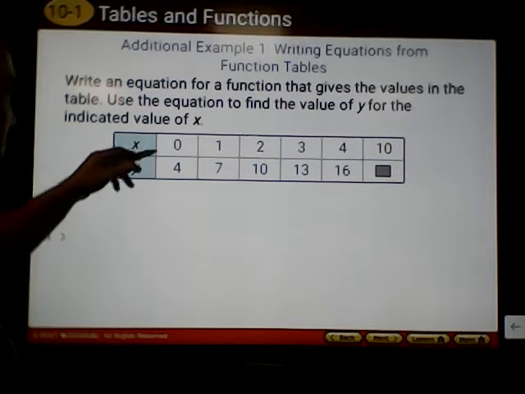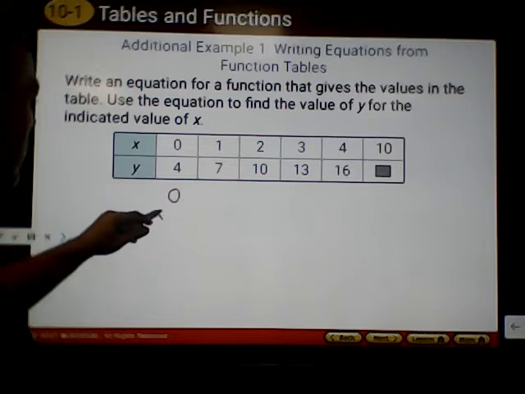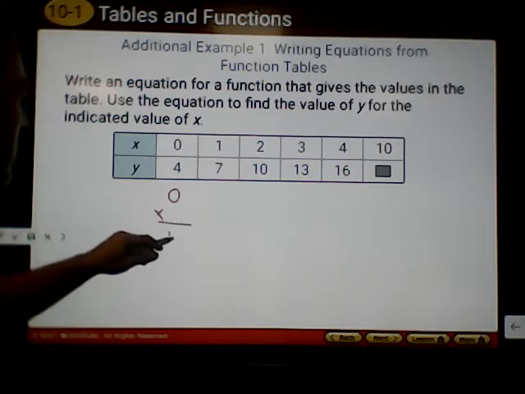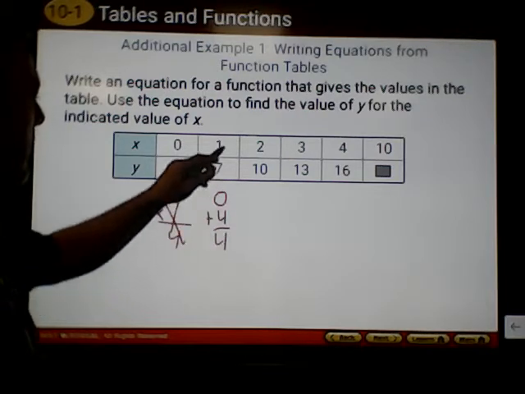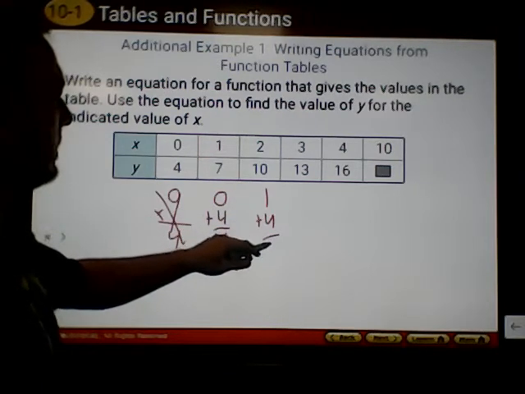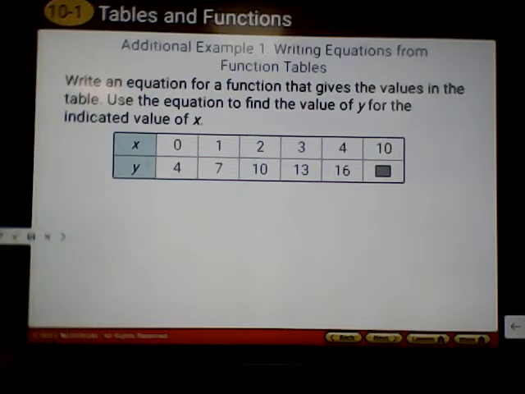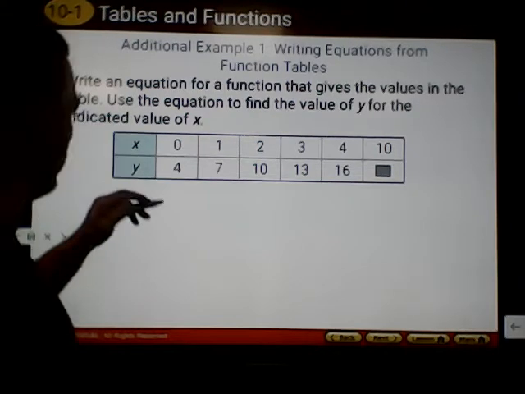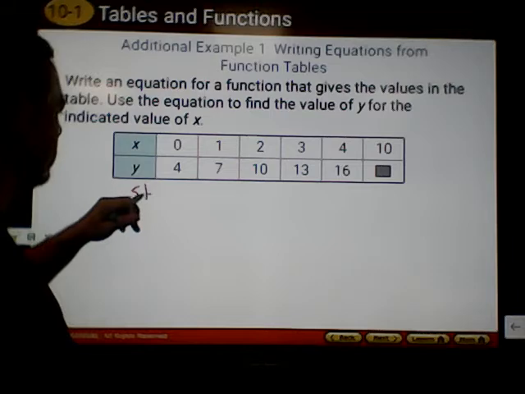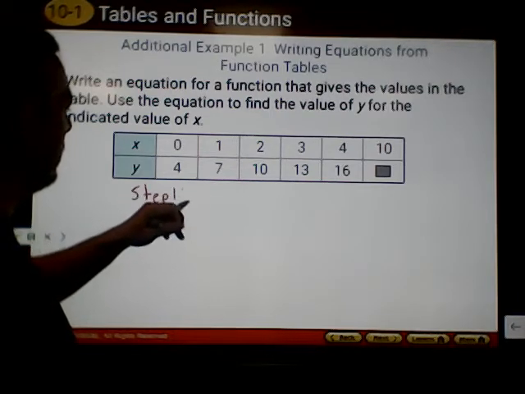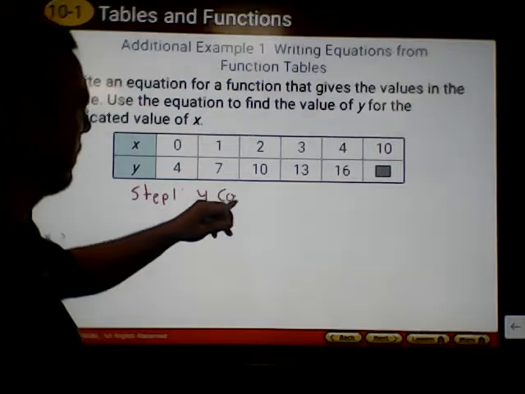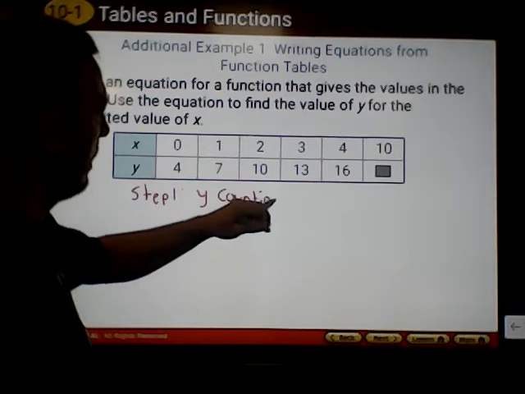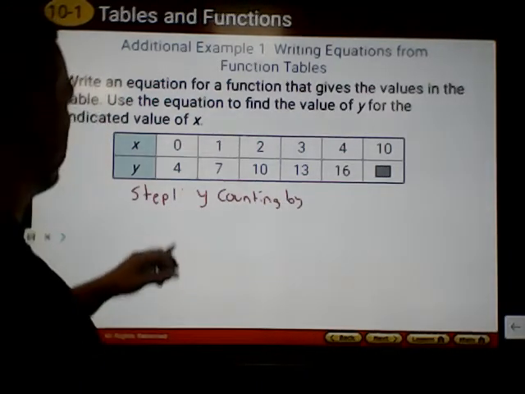So here's how it works. If you try 0 times anything equals 4, it doesn't work. You try 0 plus 4 equals 4, but then 1 plus 4 is not 7. So if one operation doesn't work, only if two operations work, you can do it this way. Step 1 is to see what the y's are counting by. What is my y counting by?